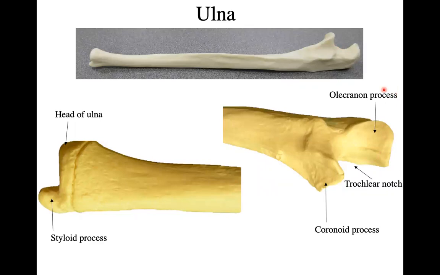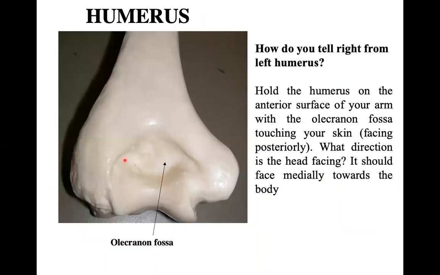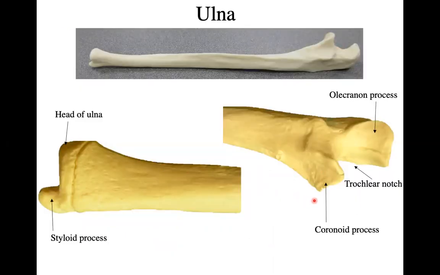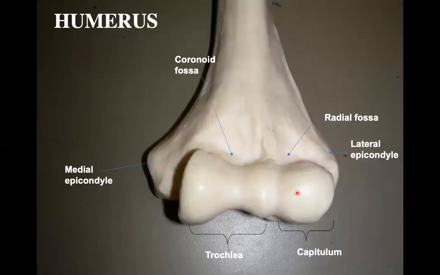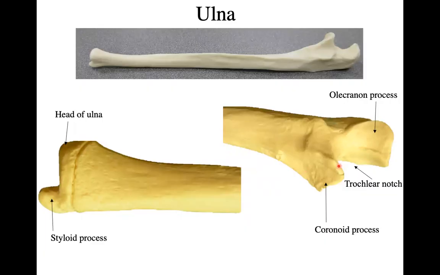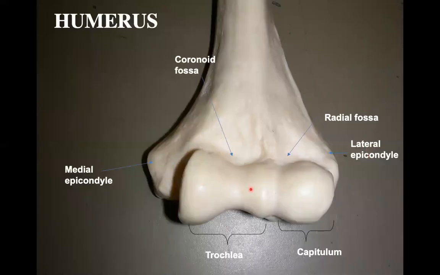So let's process this, guys. The olecranon process of the ulna fits into the olecranon fossa of the humerus. The coronoid process of the ulna fits into the coronoid fossa of the humerus. And the trochlear notch, which is that U shape formed as a result of these processes, runs right on the surface of the trochlea. So when you bring these two bones together, this is the surface that allows the two bones to bend and allows you to bend your elbow.